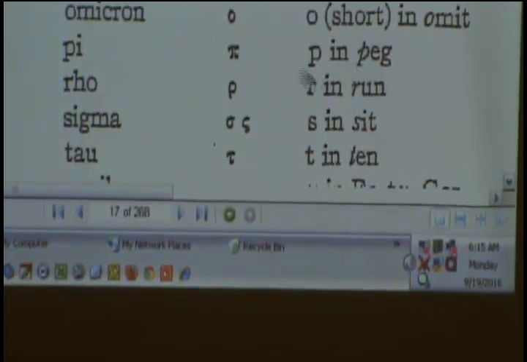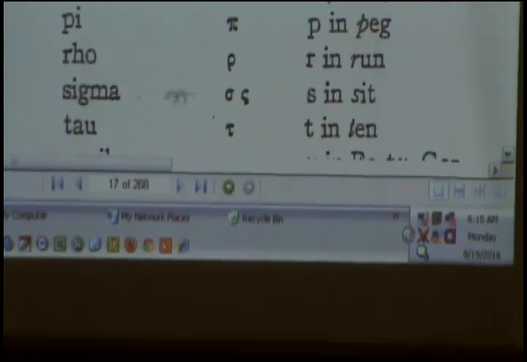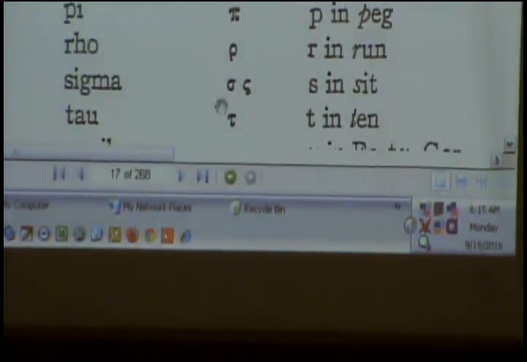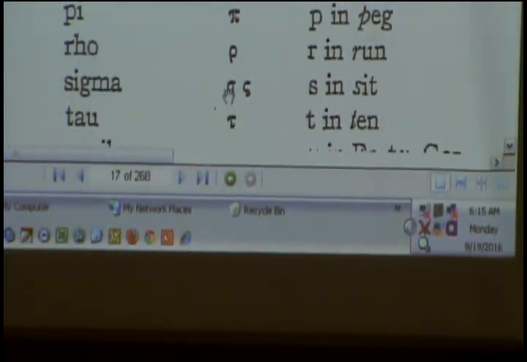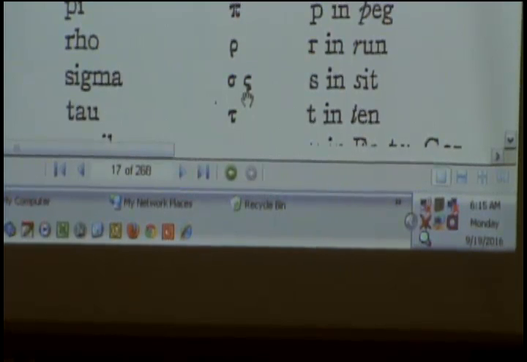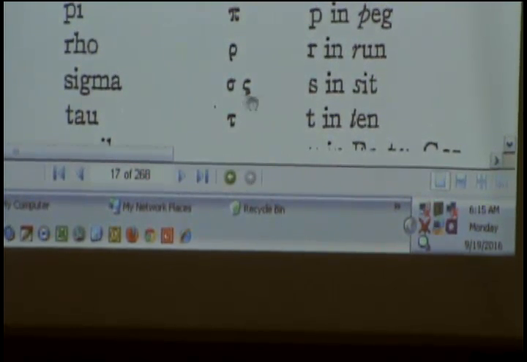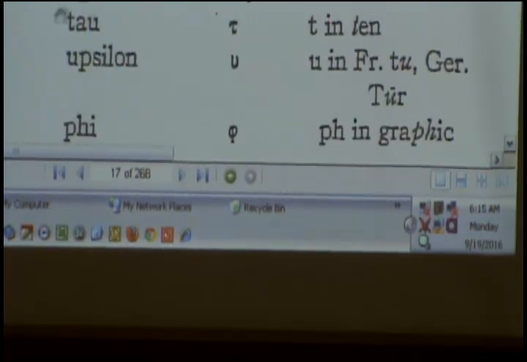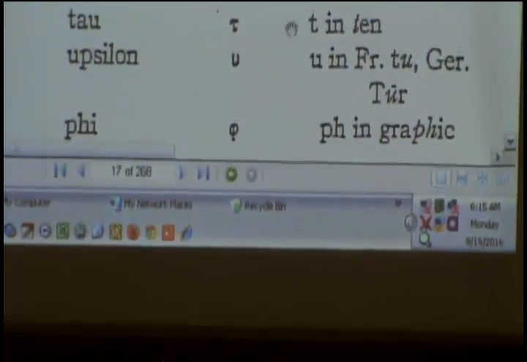And like in run. And this is sigma, capital and small. Now, notice the S: if it's inside the word, it's written this way, but if it's at the end of the word, it's written like an S. See? At the end of the word, it's this way, like in sit. And then tau, capital T and small t. Tau is as in ten.